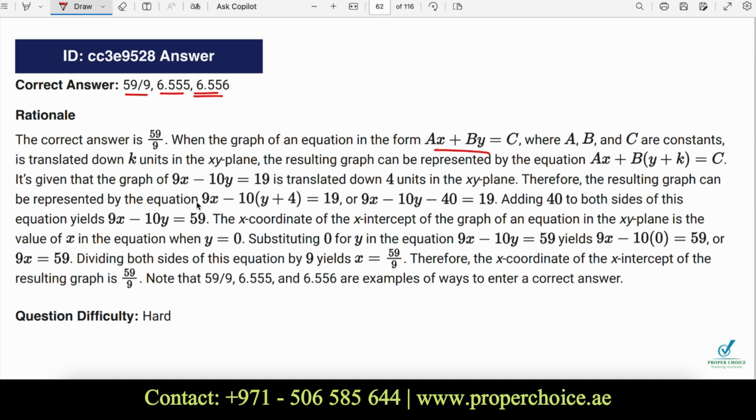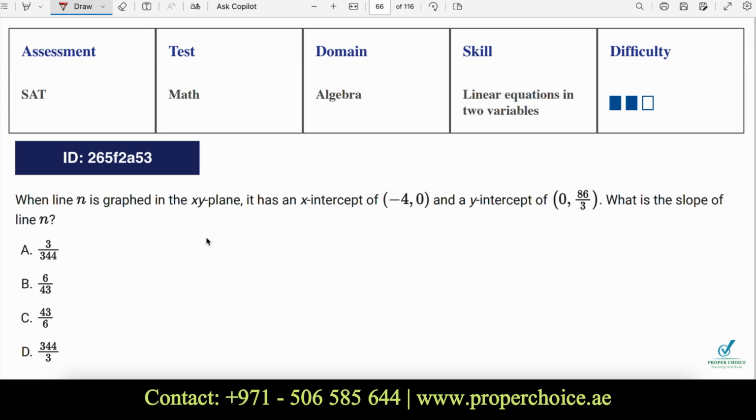Take help of it. When line n is graphed in the xy plane, it has an x-intercept of (minus 4, 0) and y-intercept of (0, 86 by 3). What is the slope of the line? Whenever we are asked to find the slope, it is very simple. You can assign this as x1, y1, and this coordinate as x2, y2. And we know the slope of the line is rise over run, or y2 minus y1 by x2 minus x1, regardless of which one is x1, y1 and which one is x2, y2, okay? So you're going to get the same answer.